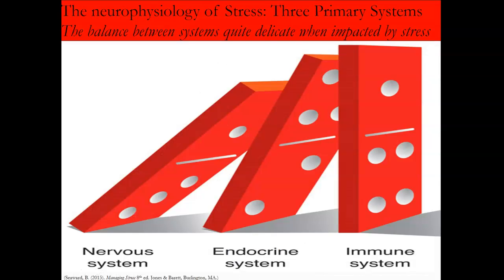Okay, so now we're going to get into the neurophysiology a little bit. This can get a little bit involved, so try to stick with me here, see if we can break this down. There are 3 bigger picture, 3 primary systems that deal with stress. It's a balance between these systems. It's quite a delicate balance that can impact your health, as we'll see pretty quickly. There's the nervous system, the endocrine system, and the immune system. Kind of like a domino effect. Definitely the immune system, stress impacts the immune system.